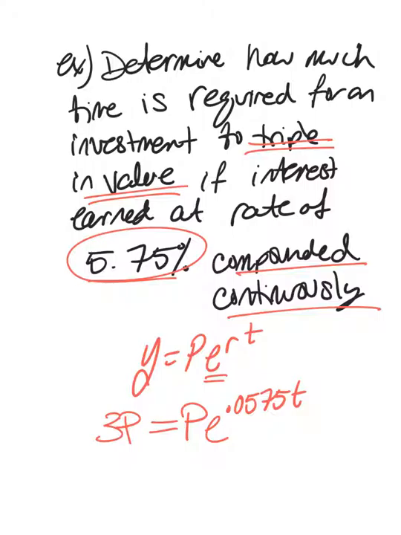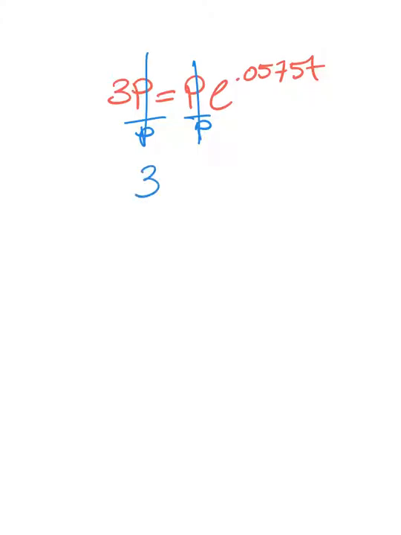All right, so let's solve this. So you have 3P equaling P e to the 0.0575T. Now, some of you guys might be freaking out right now, because you're like, there's too many variables, too many variables. Well, what happens when I divide both sides by P? Hey, look, they're both gone. So it's really just 3 equals e to the 0.0575T.